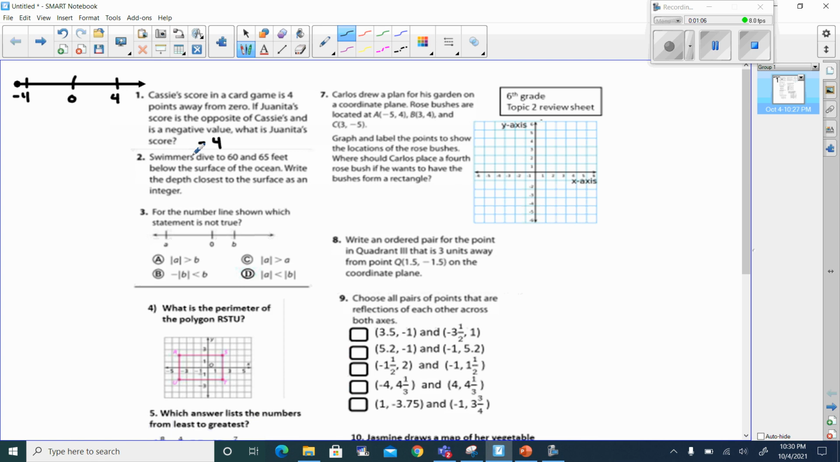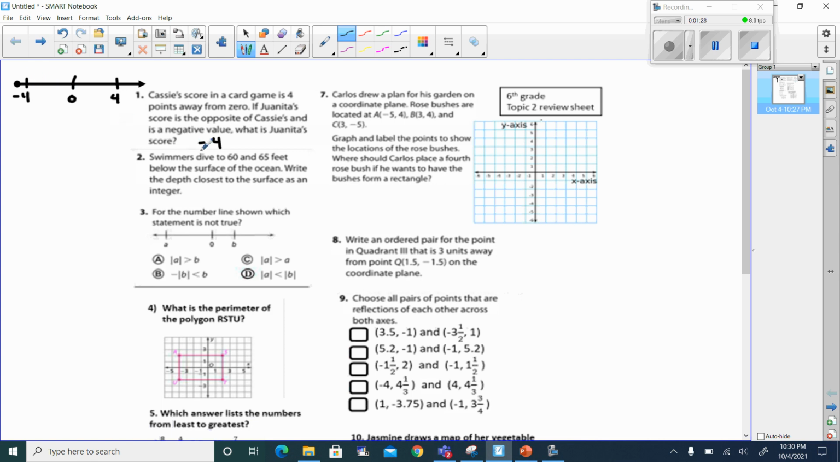All right, number 2 says, remember, I'm sorry, getting back to number 1, let's remember when we talk about the value of a number, you talk about how far it is from 0, okay? Since 4 is 4 away from 0, and this one had to be a negative number, we knew it had to be 4 in the other direction.